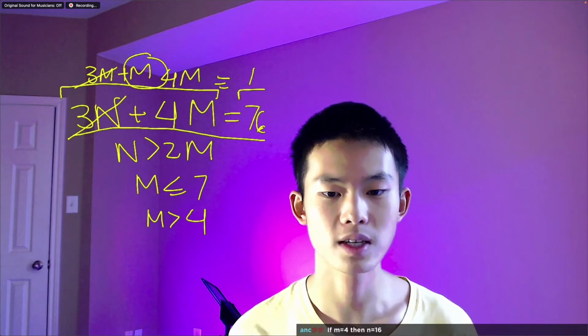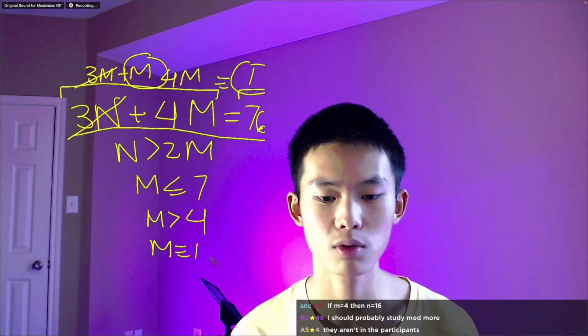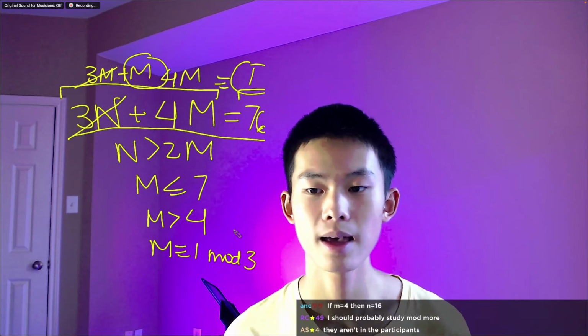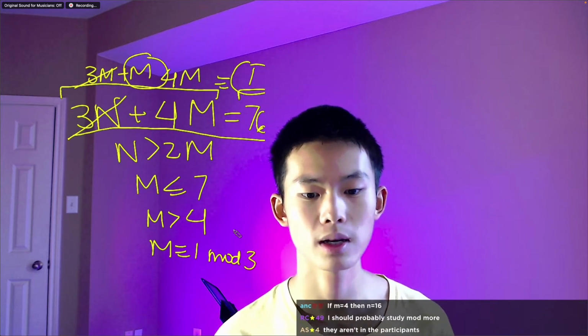And we can actually write 4m as 3m plus m. Since 3m is always divisible by 3, that means m has to have a remainder of 1 when it's divided by 3. So we can say m is equal to 1 mod 3. If you don't know what mod means, it essentially means that when m is divided by 3, it has a remainder of 1.